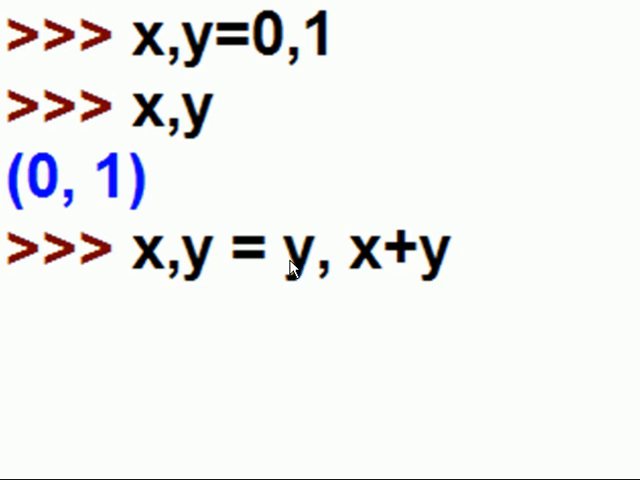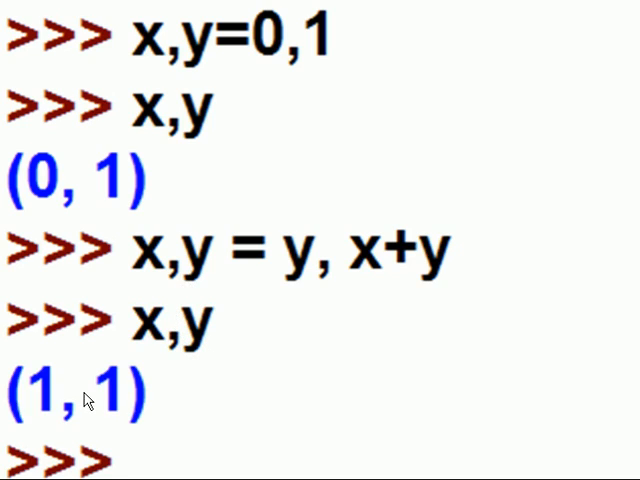So that's going to take y, which is 1, assign that to x, and then x plus y, that's 1 plus 1, assign that to y, so I should get 1 and 2. Let's find out. Key in x, y, I get 1, 1.